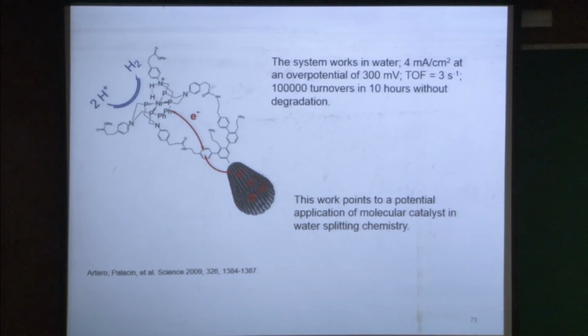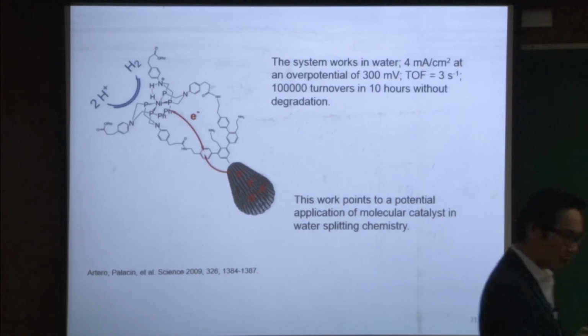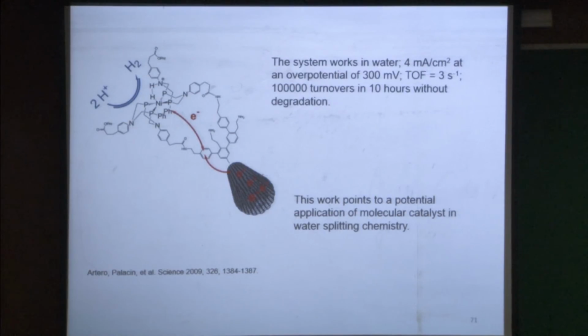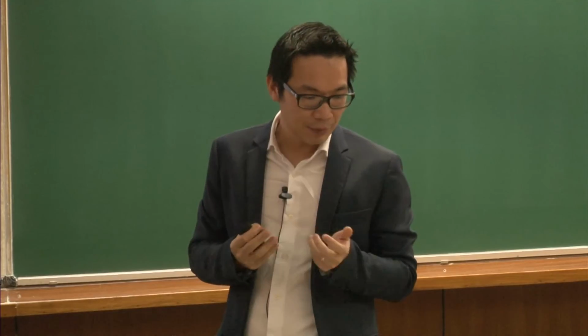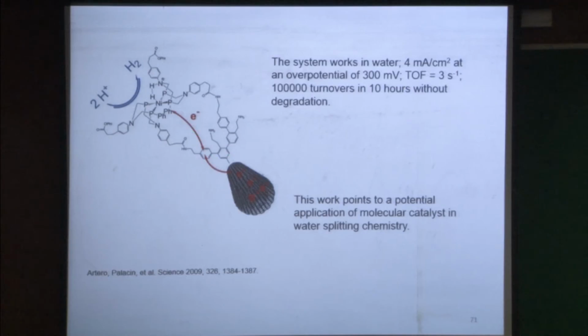So this is a surface-attached approach to the catalyst, with a really high surface area carbon nanotube. You can actually achieve, say, 4 milliamps at 300 millivolt overpotential with this assembly, and they suggest that the turnover frequency at this potential is about 3 per second, and you can run it for a number of hours. So that's just to show you a potential demonstration of such systems.